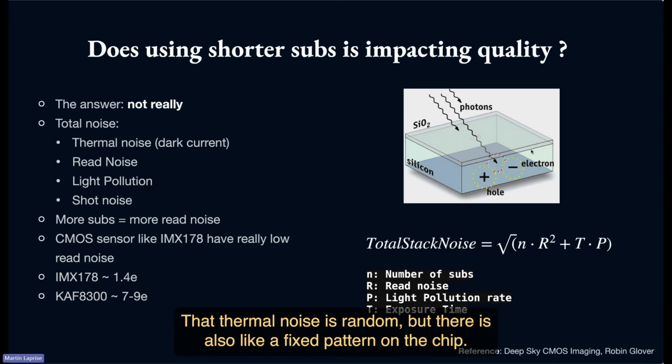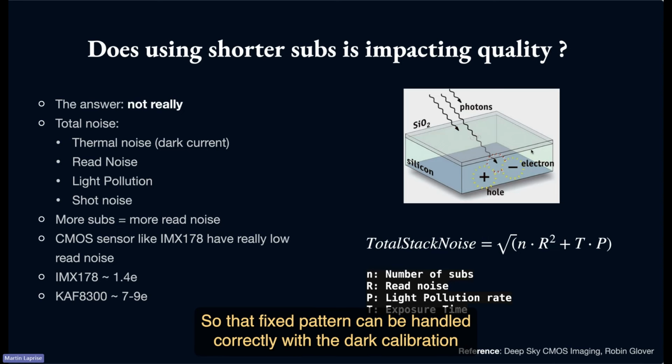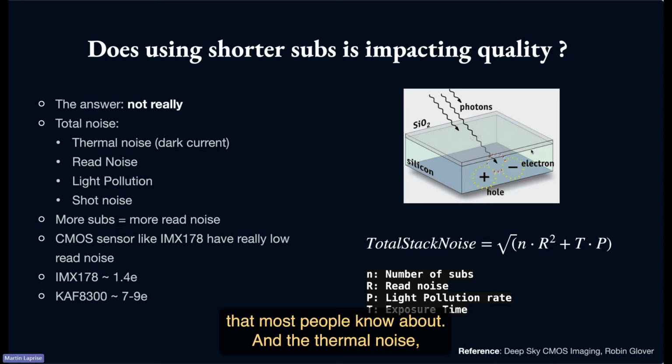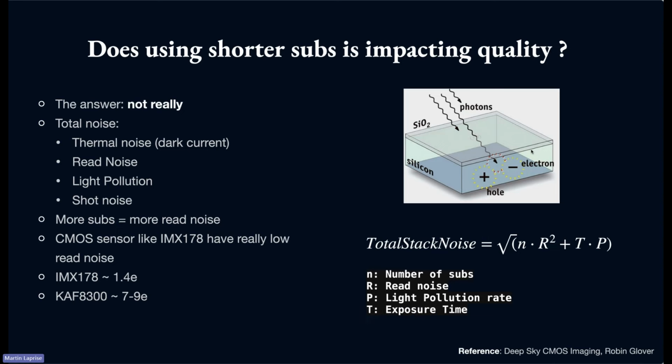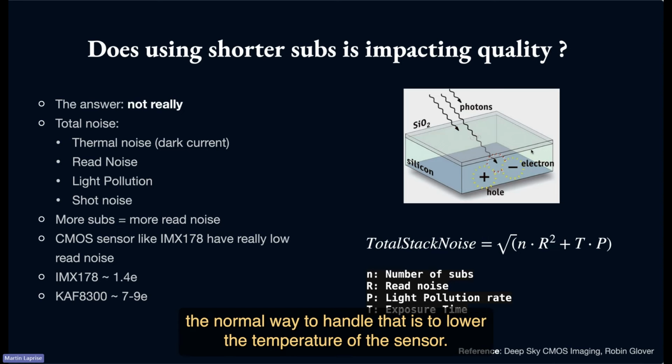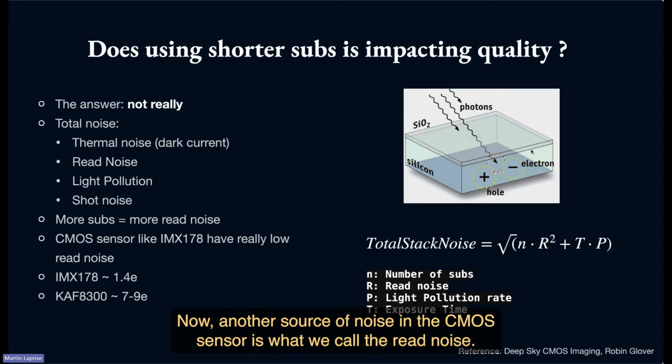That thermal noise is random, but there's also a fixed pattern on the chip. That fixed pattern can be handled with the dark calibration that most people know about. And the thermal noise, the normal way to handle that is to lower the temperature of the sensor. Now, another source of noise in the CMOS sensor is what we call the read noise.